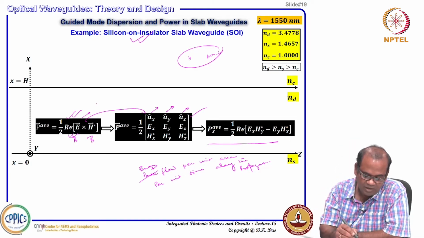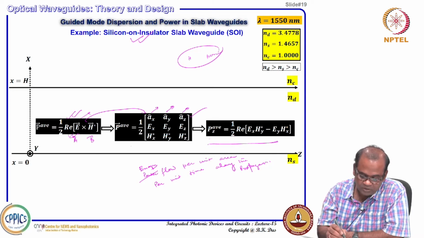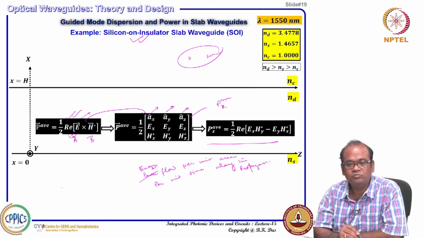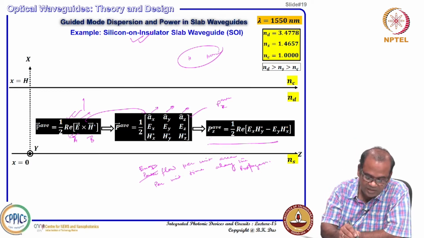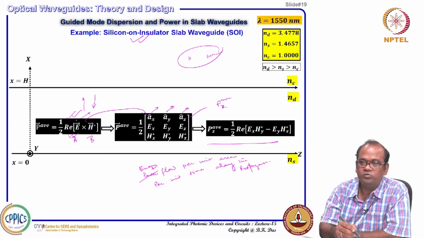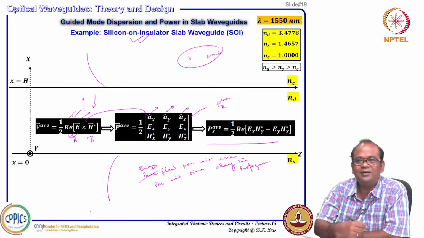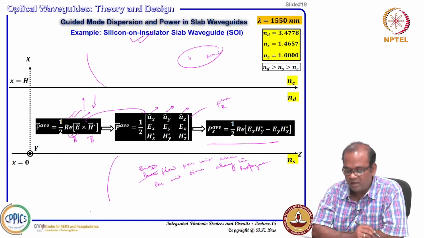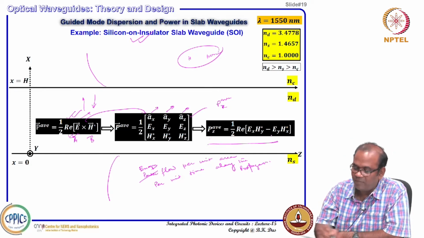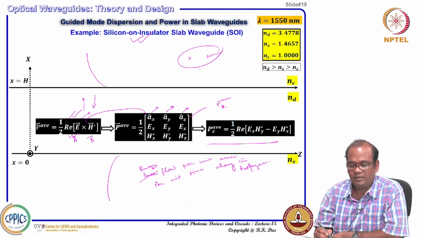Obviously, if you calculate the average P x also, you will get some value. But whatever power goes along x and reflects back actually creates the mode. So that will not carry energy along the x direction, since along x it is an evanescently decaying field. So in that direction no energy is flowing. Only the energy flow along the z direction is happening, right.